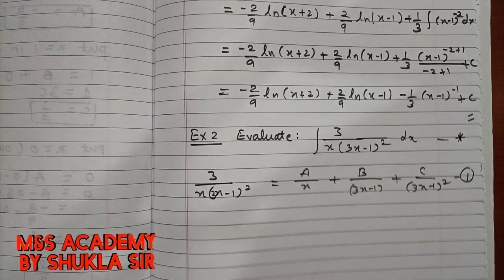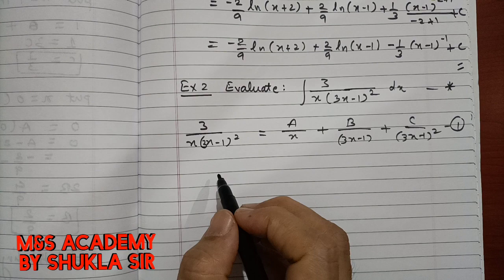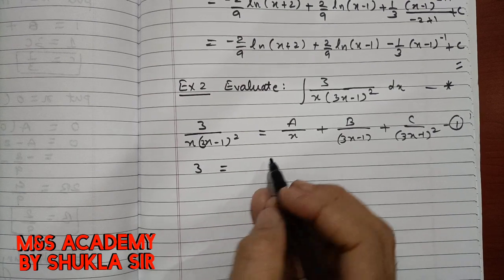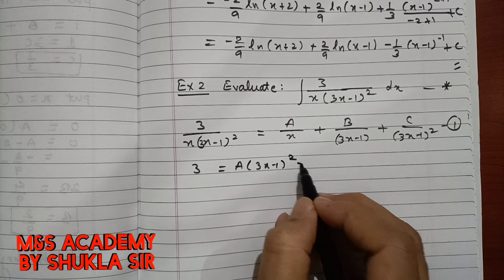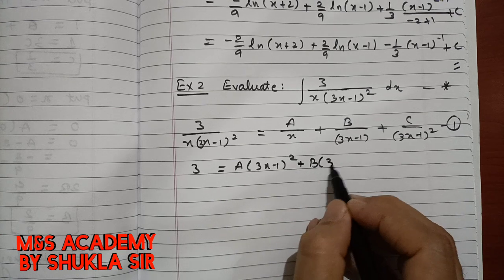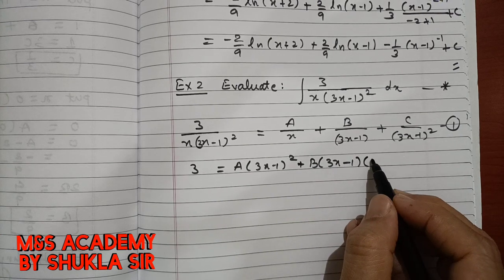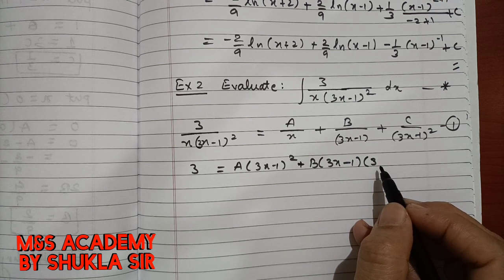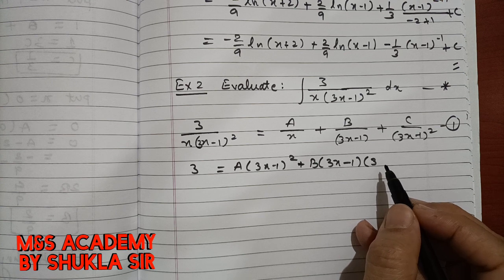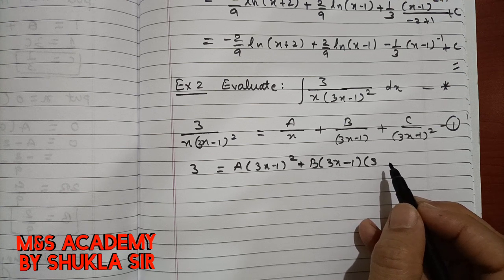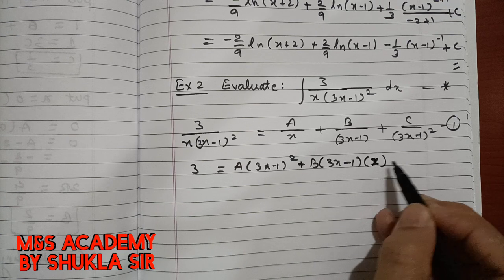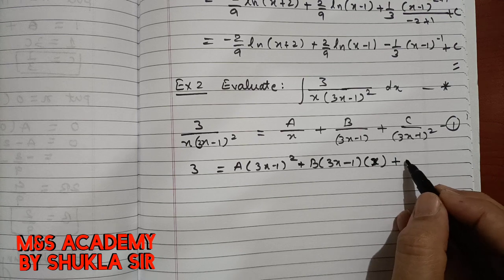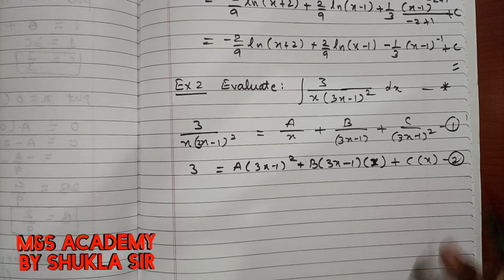This is my star. So 3 is equal to a times, we have x but we don't have (3x minus 1) the whole square, plus b, we have (3x minus 1) but we don't have 3x, we have this only 3x and we don't have that x, so we need to multiply this (3x minus 1) and x, and plus we have c with this, and so we don't have only that x. So this is my equation number 2.